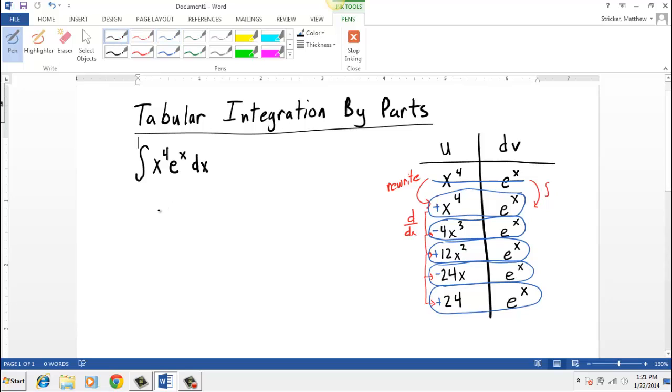And so our answer to this integral is going to be, first we have plus x to the fourth times e to the x. Then we have minus 4x to the third times e to the x. We have plus 12x squared times e to the x. We have minus 24x e to the x. Then we have plus 24 e to the x, and then don't forget about the plus c.